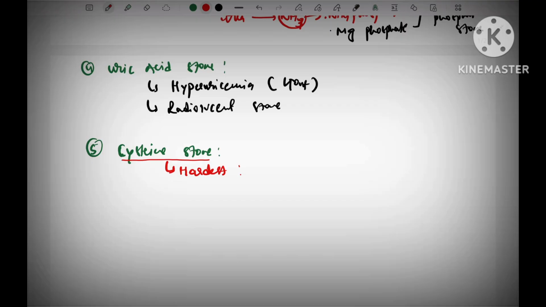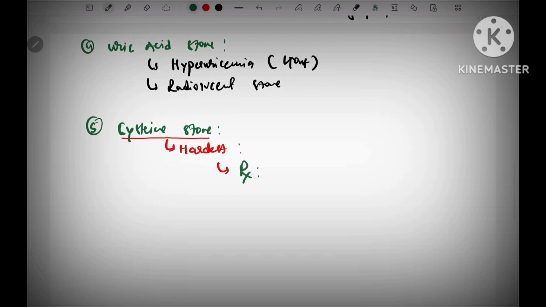So in cases of cystine stones, we do not give ESWL. What we give is D-penicillamine. Yes, it is the hardest stone. Is it radio opaque or radiolucent? Obviously, it is radio opaque.